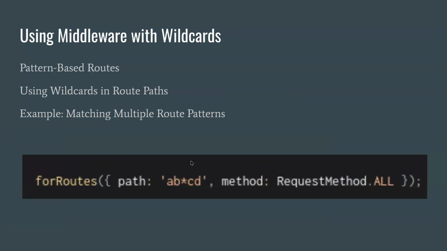Using middleware with wildcards. Pattern-based routes are supported using wildcards. For example, the asterisk can be used to match any combination of characters. Here we have the ab*cd route that will match abcd, abecd, or any characters in between, and so on.